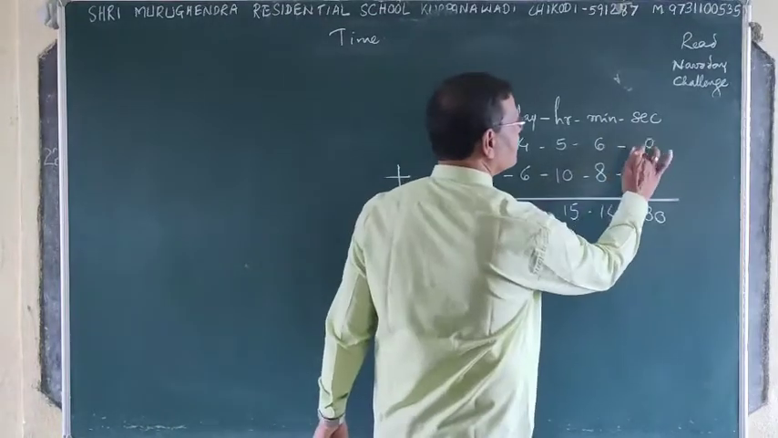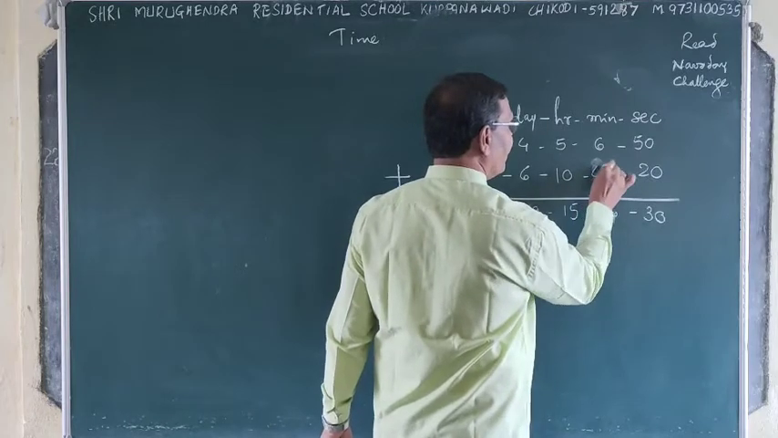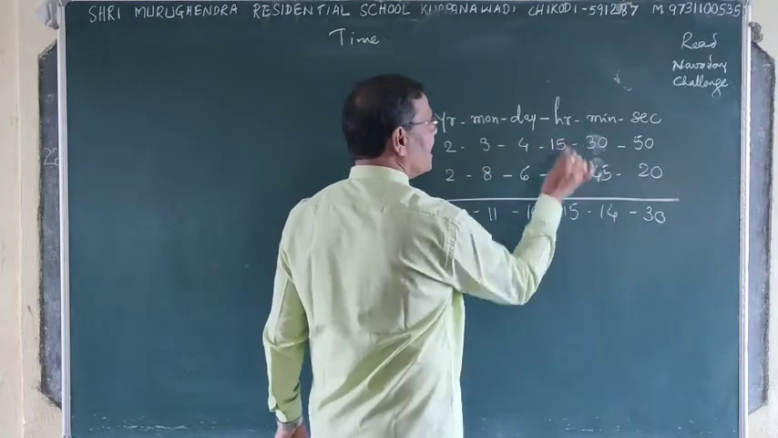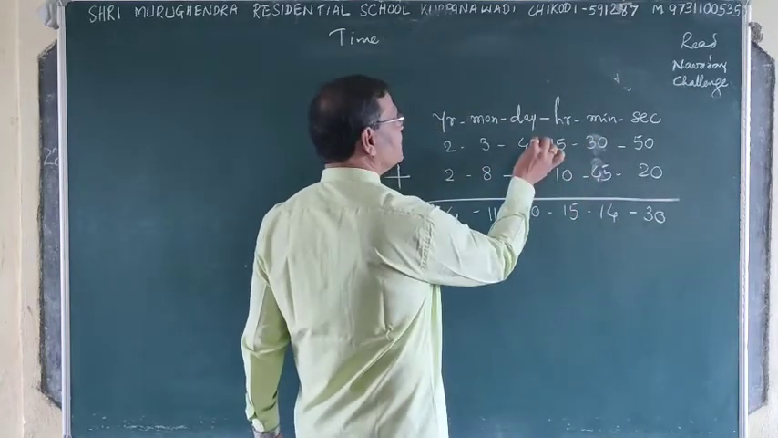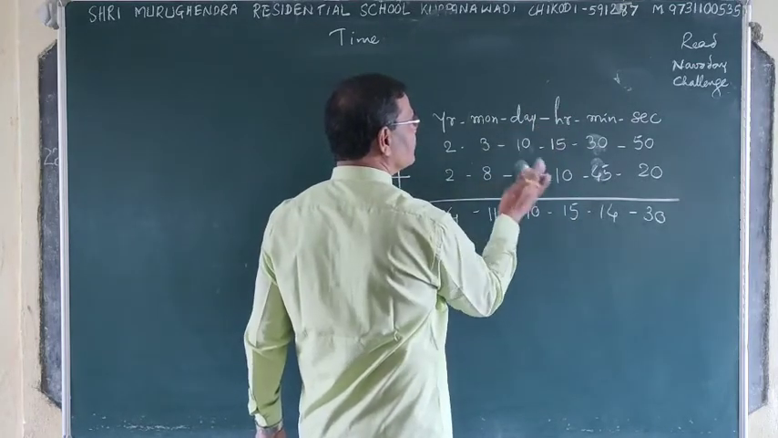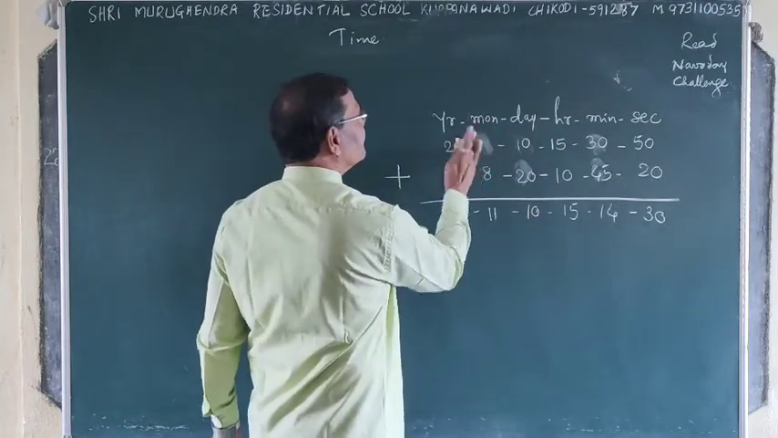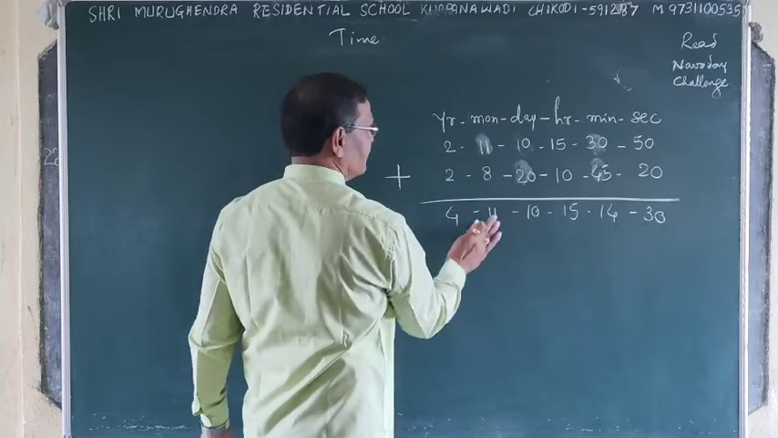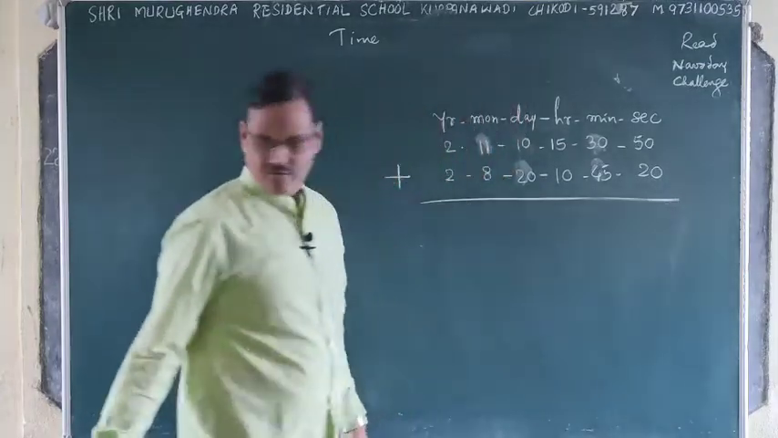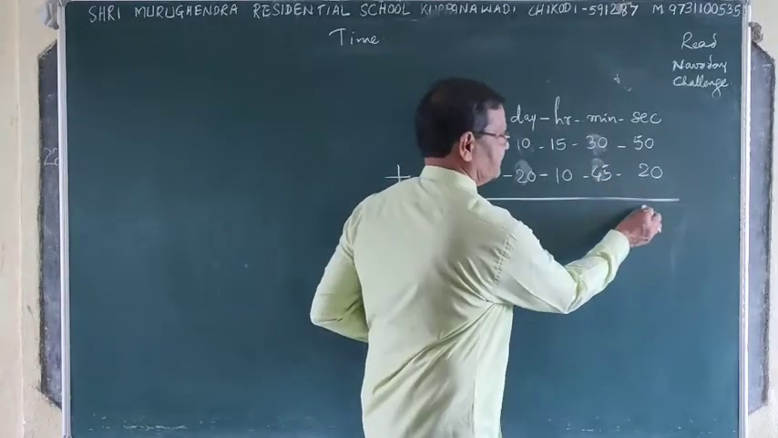Whereas, if here it is 50, here it is 45, this is 30, this is 15 hours, this is 10 days, this is 20 days, and this is 11 months. If it is so, what to do? We have to add. See, 50 plus 20 is 70.